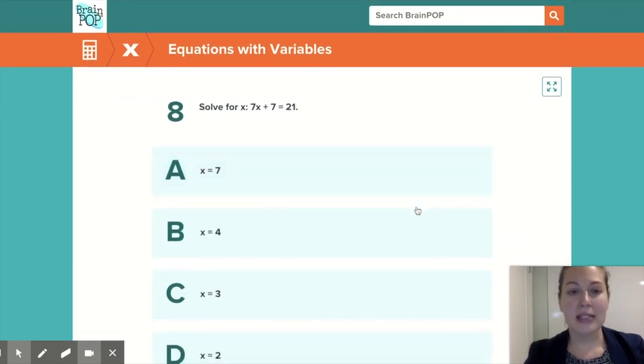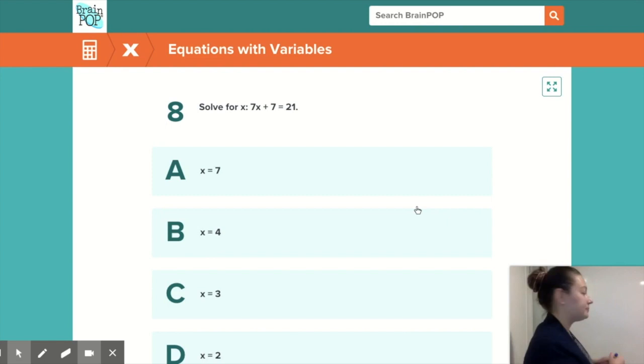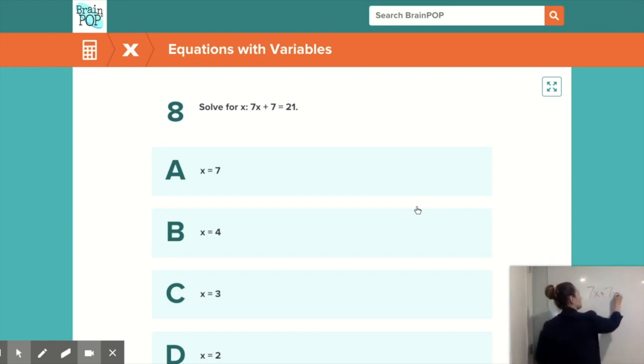Number 8, solve for x. 7x plus 7 equals 21. Okay, well here I have plus 7 on this side, so I want to cancel it out. I want to subtract it. Now when I subtract it from this side, it cancels out to 0.